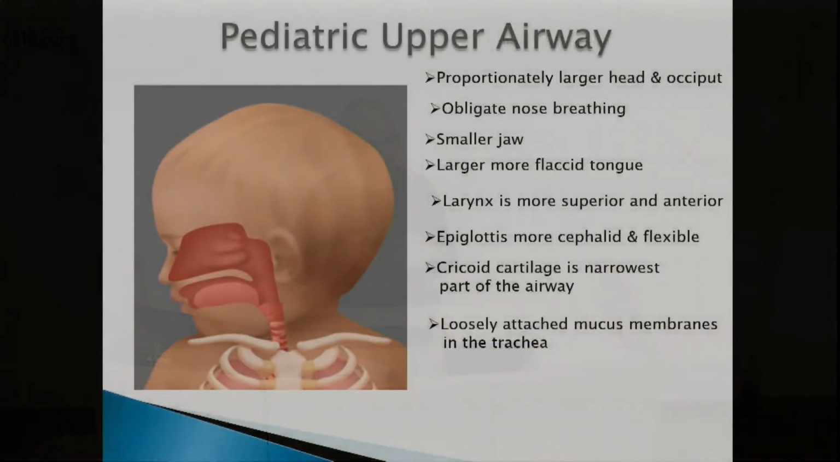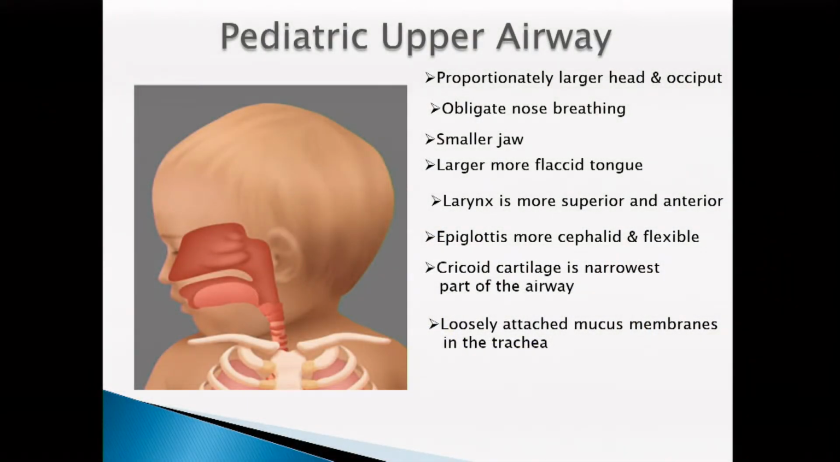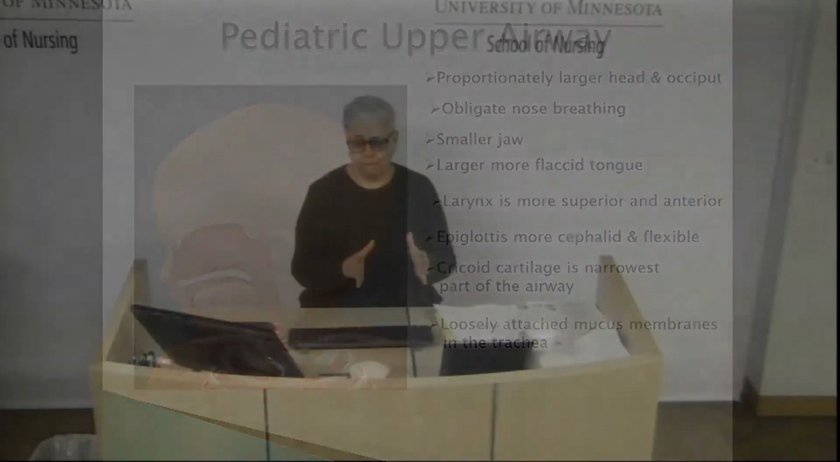And then the other thing is we've got loosely attached mucous membranes, so they are not as firm, so they can move. Also, the cartilage in our infants is much more pliable than ours is, so that if there's increased airway resistance, it's easier for retractions and collapse of airways.